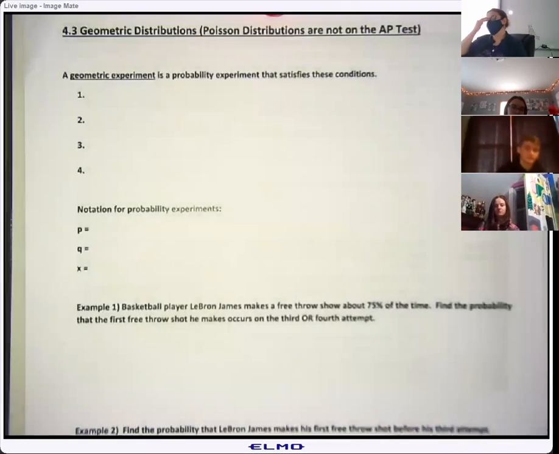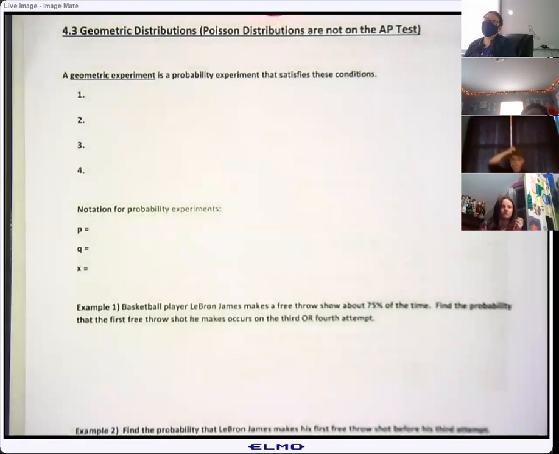So again, chapter 1 or section 4.1 was all about just distributions. 4.2 was binomial distributions. 4.3 is geometric distributions and Poisson distributions.